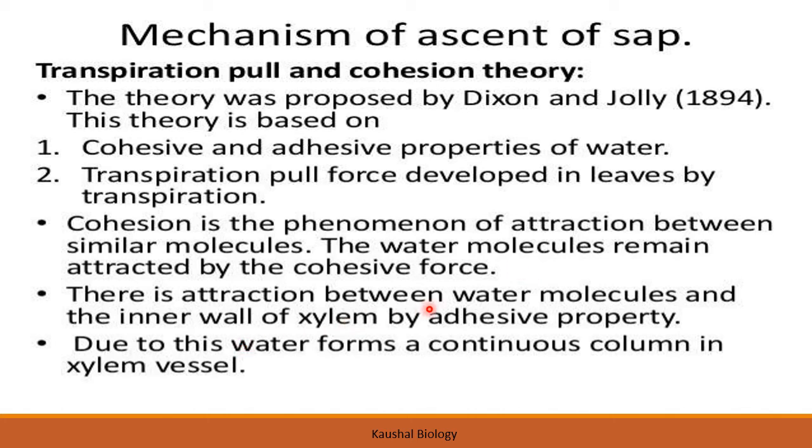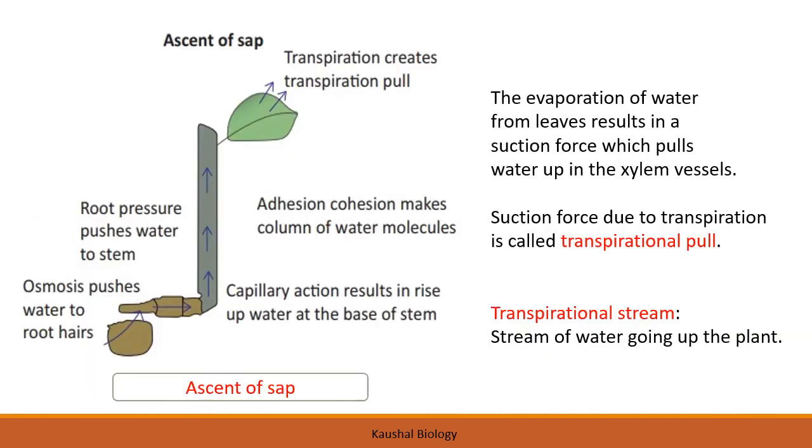Now there is attraction between the water molecules and the inner wall of the xylem also, by the adhesive property. So what is adhesive property? The adhesive property says that between the water molecules and the surface of xylem, there is also some interaction, there is also some attraction. So that is the adhesive property. Understood? So due to this, the water forms a continuous column in the xylem vessel. Because of this cohesive force and adhesive force, water can make a continuous column in the xylem vessels, which helps it to reach the leaves.